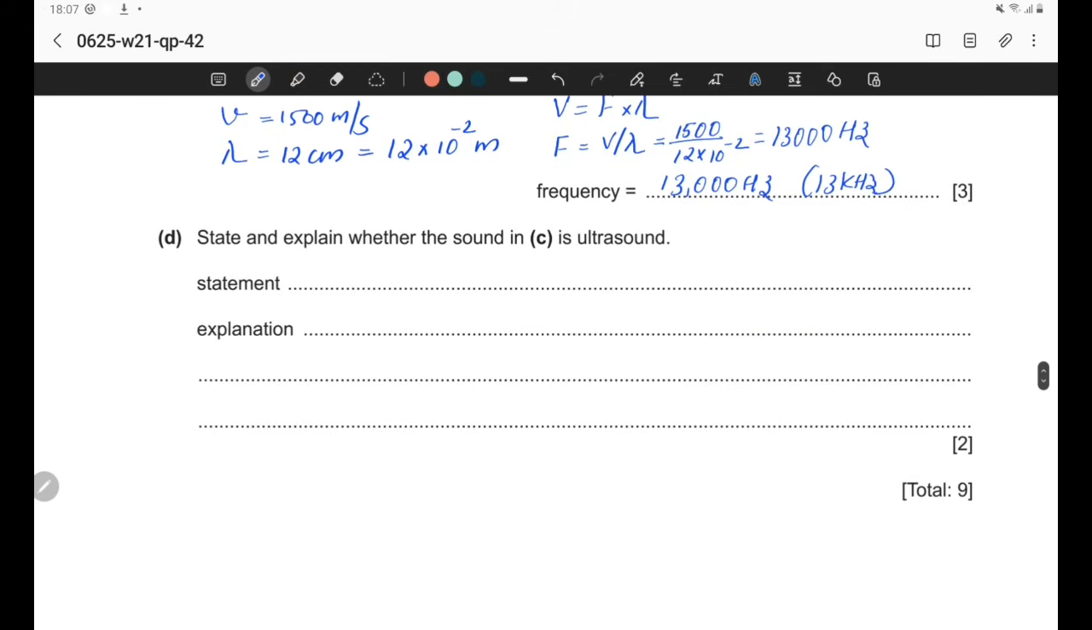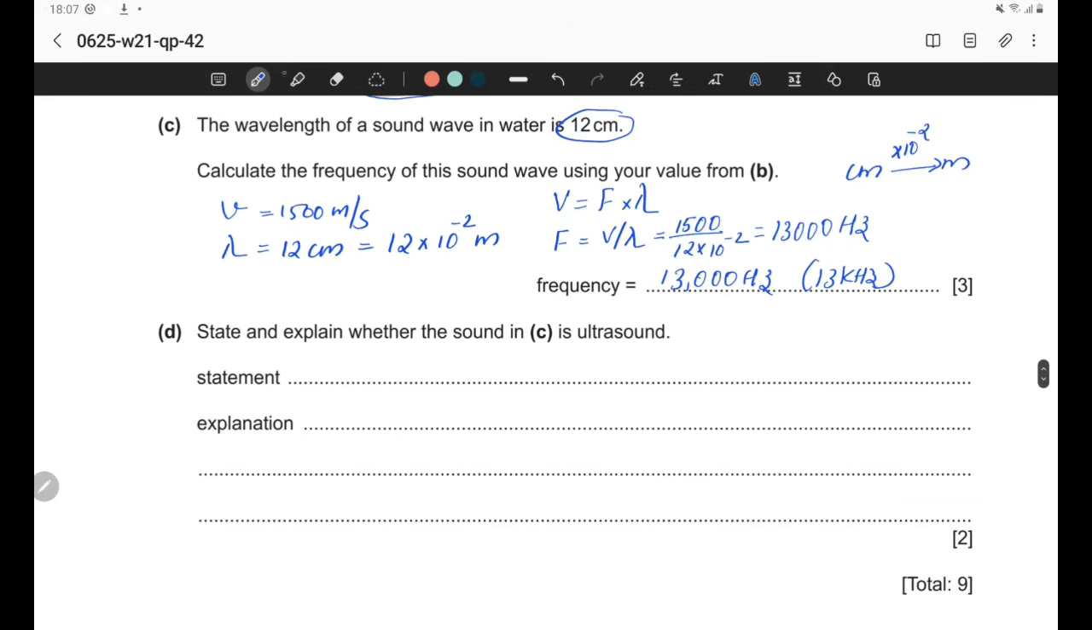Part D, state and explain whether the sound in C is ultrasound. So we can look at the frequency, which is 13,000 hertz or 13 kilohertz.